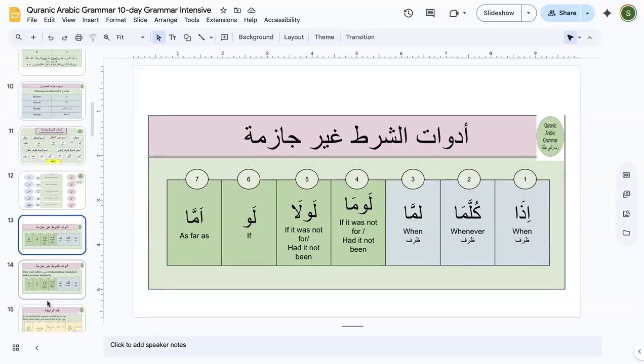Everyone got it? So now we have to find something that can connect your jumla shartiya with jawabu shart. You don't get the difference. You will understand it later, Catherine, but it is very important.